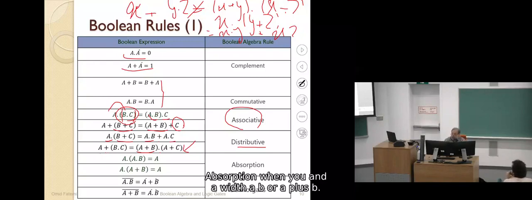absorption. When you AND A with AB or A plus B, this is simple. Oh no, both of them need more explanation. The simplest way that I can explain it is using A and B as either 0, 0, 0, 1, 1, 0, 1, 1, and then I calculate that and say, okay, you see, it became A. For example, A times AB.